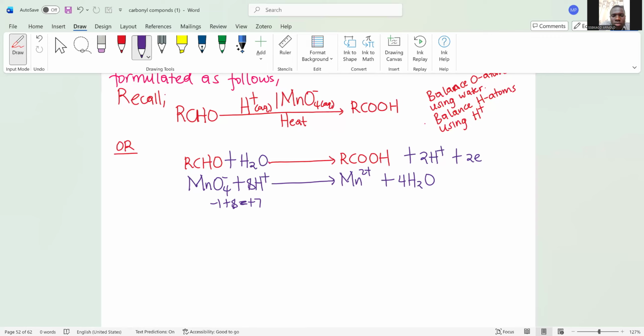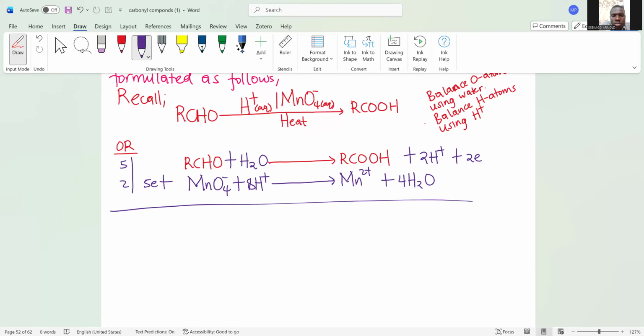The other side I have +2, meaning that I should reduce this +7. How do I reduce it? I add 5 electrons this side. So these are the two equations which I'm having. To come up with the overall equation, I add the two equations, making sure that the electrons cancel out. Since for the second equation I have 5 electrons, I'll put 5 up, and since for the first equation I have 2 electrons, I'll put 2 down.